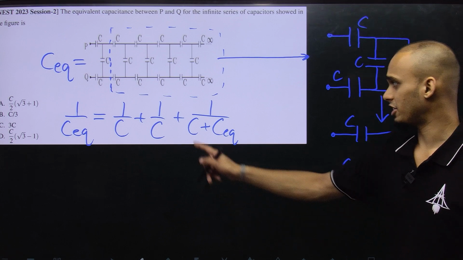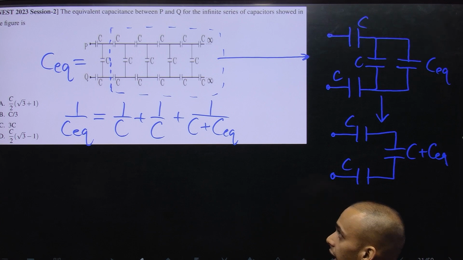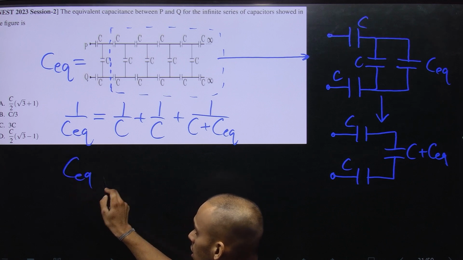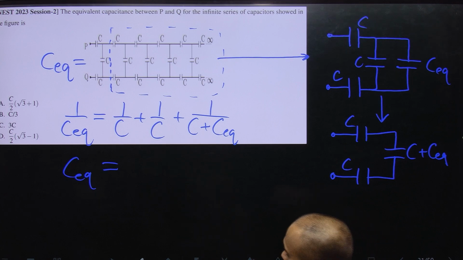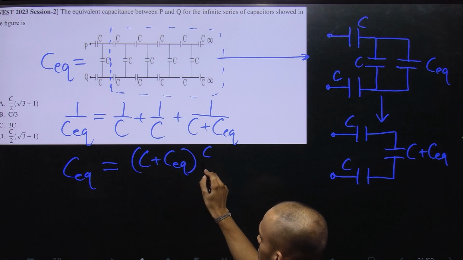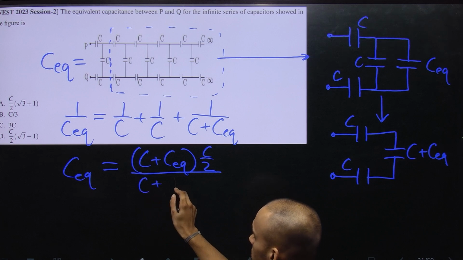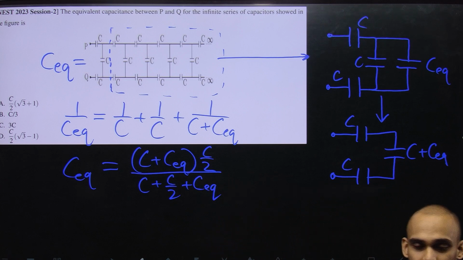You can write 1 upon C plus 1 upon C as 2 by C, and then you can use the fact that C equivalent should be equal to the series combination of C by 2 and C plus C equivalent. That will bring us C plus C equivalent into C by 2 upon C plus C by 2 plus C equivalent will be the net capacitance.